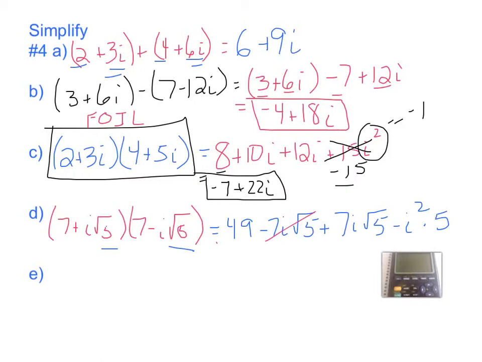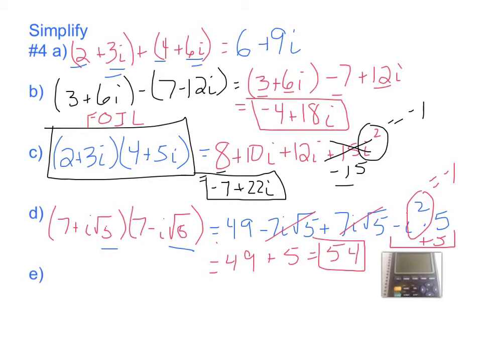Alright, so cross out your middle two guys because they just cancel. i squared, remember, is negative 1. Well, that means this whole thing right here just says plus 5. So this really just says 49 plus 5. The answer is 54. And that's it. Isn't that crazy how you start with two complex numbers and you end up with a real number, 54. Try it on your calculator. I guarantee you that'll happen.